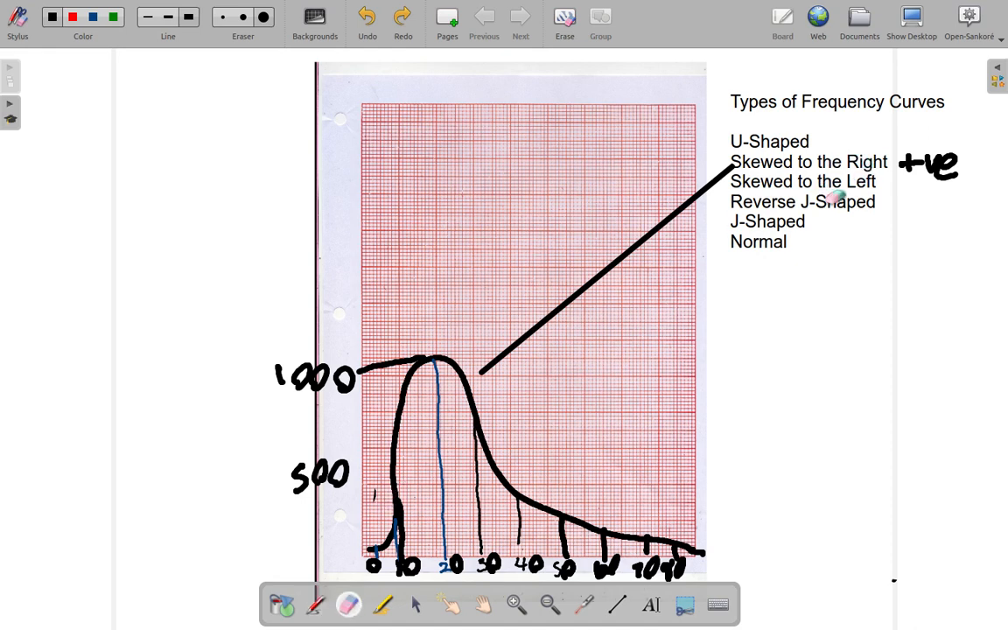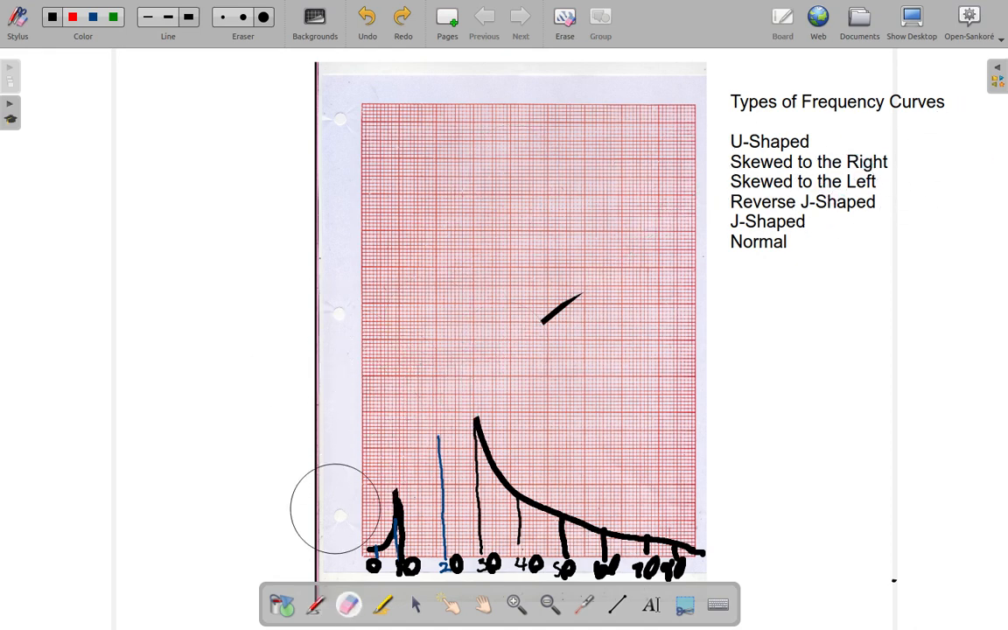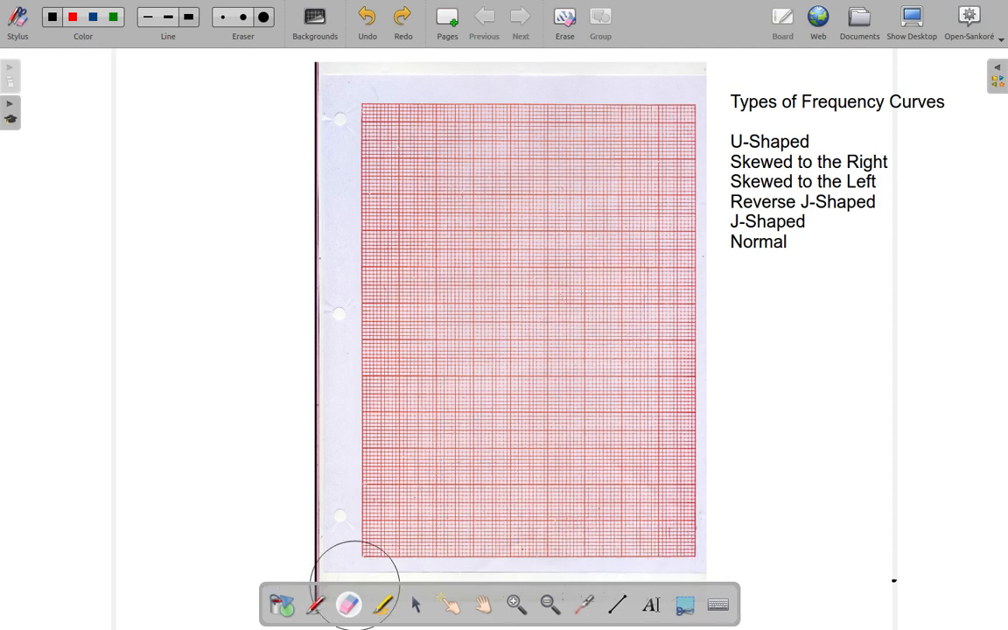Let's look at the skew to the left now. Skewed to the left. Of course, you have a long tail to the left, right? And it goes way up, and then down on the right. Let me erase part of this. I want it to look a bit smoother. So it goes way up and then drops down like that.